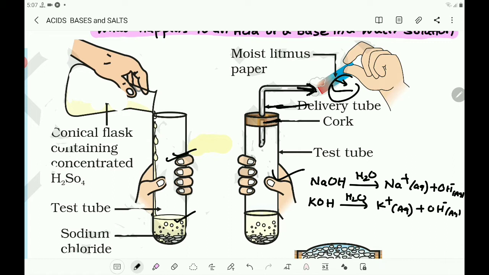Similarly, you can take magnesium hydroxide, Mg(OH) twice, and dissolved in water it gives Mg2 plus ion, that is also aqueous, plus 2 OH minus ions, that is aqueous. In this way, when the alkalis, the bases which dissolve in water, dissolve in water, they give ions.